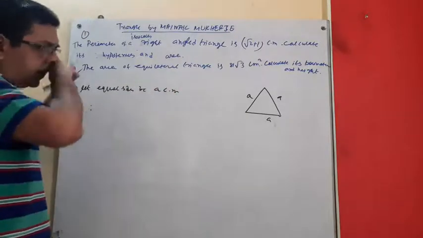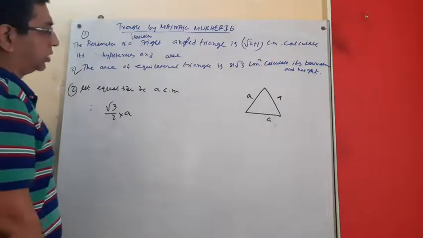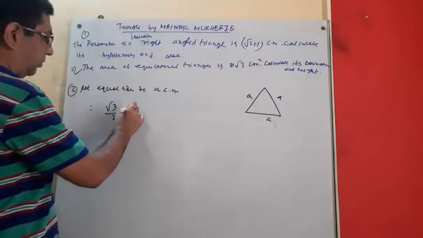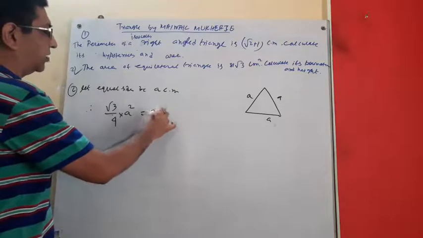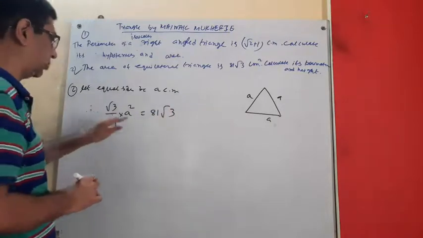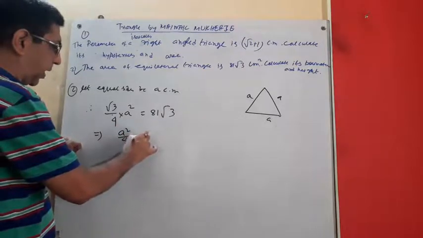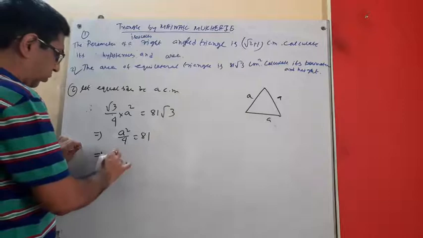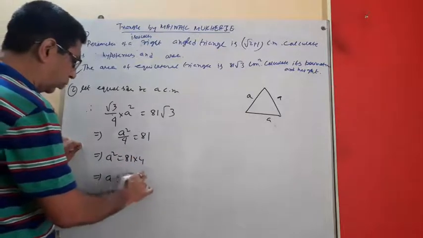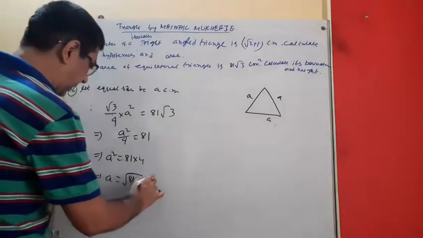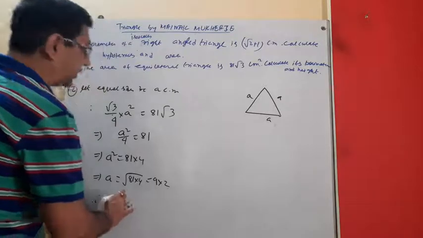So what is the area of an equilateral triangle? Root 3 by 4 into side square. That is the area of the triangle. So root 3 cancels. a square by 4 equals 81. So we get a square equal to 81 into 4. Therefore a equals root of 81 into 4, equal to 9 into 2. Therefore a equals 18.